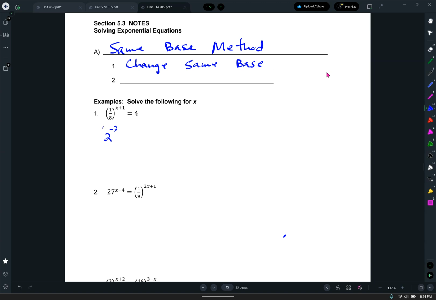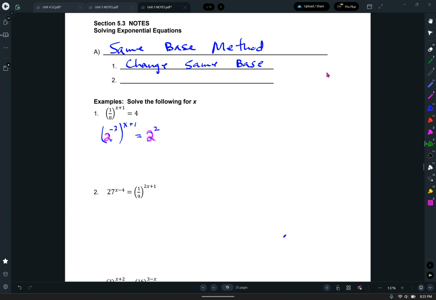Okay, but that 1/8 is actually being raised to the x plus 1, right? Okay, but I got that to be a base of 2. On the other side, I have a 4. Couldn't I write that as a base of 2? I could write it as 2 squared. So do you see that the base over here is 2 and the base over here is 2? So I got the same base, okay?